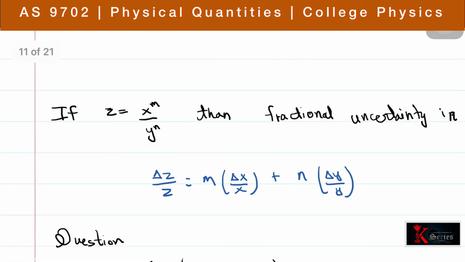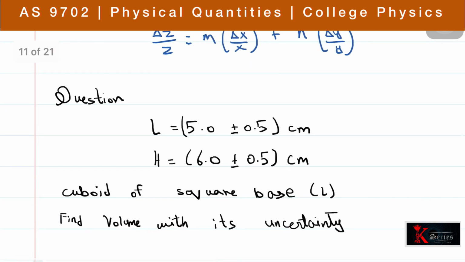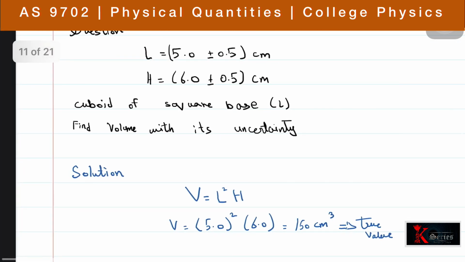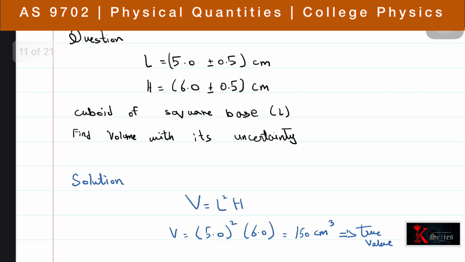So the question says, if the length is equal to 5 plus minus 0.5 centimeter and the height is 6 plus minus 0.5 centimeter and the cuboid has a square base L, we need to find the volume along with the uncertainty. So we know that the volume of the cuboid is basically length into breadth into height, right? However, we know that this cuboid has a square base, so we'll take L square instead of the breadth, so it will be written as V is equal to L square into height.